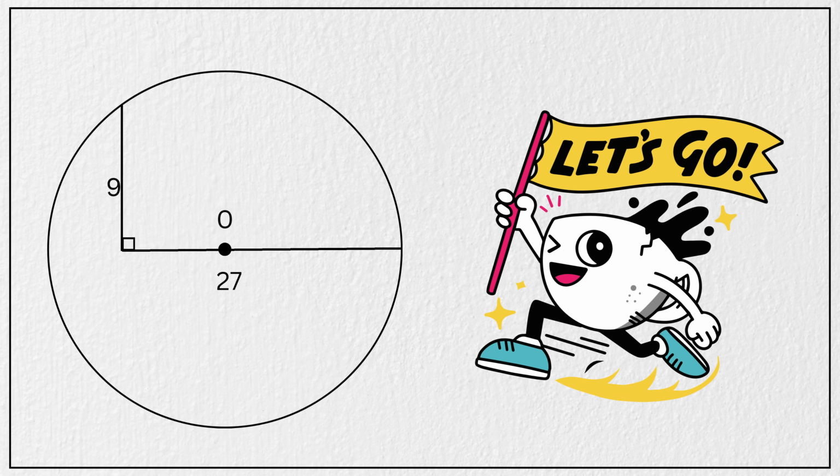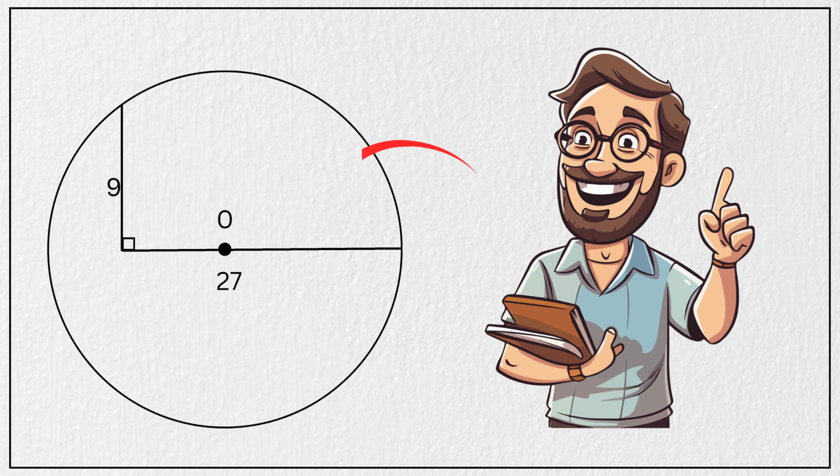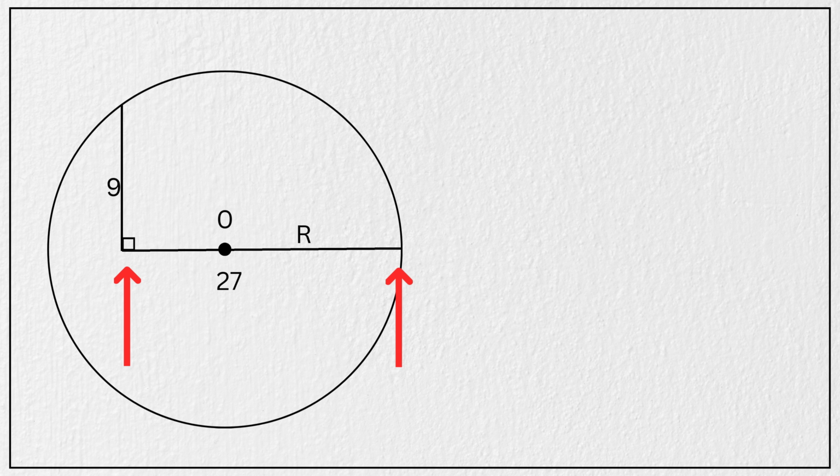Alright, let's get started. But before we begin, let's call the radius of the circle r units. Since this first line passes through the center, this distance from the center to the inner point will be the total length of 27 minus the radius r, right? Now, if we look carefully, we can see a right-angled triangle formed by these three parts. One side is 9 units, another side is 27 minus r, and the longest side, or the hypotenuse, is r.